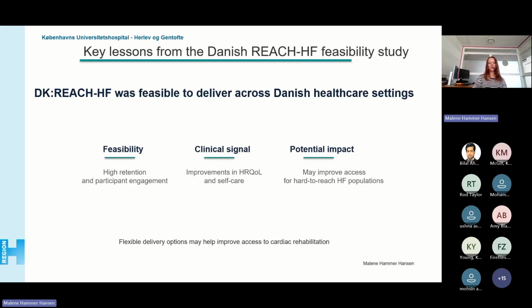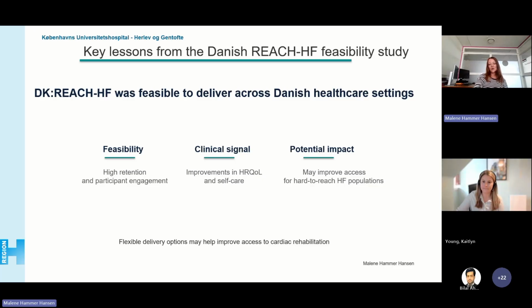So to sum up, I would like to leave you here with 3 key messages from the DK Reach trial. So first, we showed that the program was feasible. We had good recruitment, we had high retention, and participants remained engaged throughout the program. We only had 5 dropouts where 4 were due to death. Second, we saw a positive clinical signal. Participants reported improvements in quality of life and self-care, and the results were consistent with previous REACH HF trials from the UK.